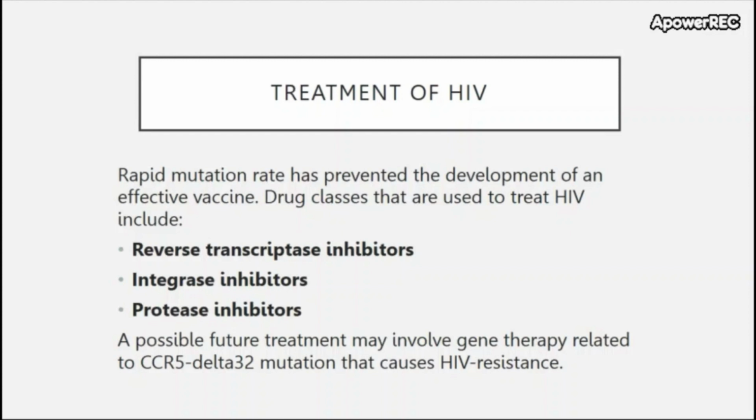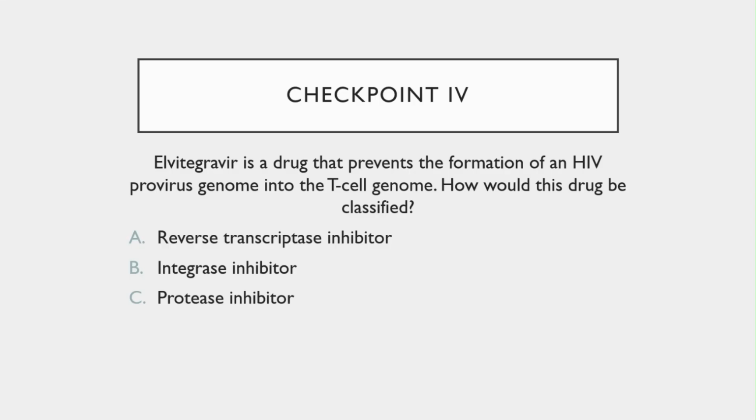And a possible future treatment may involve gene therapy related to the CCR5 delta 32 mutation. This mutation is found in certain populations of humans around the globe and leads to HIV resistance. Checkpoint 4. Elvitegravir is a drug that prevents the integration of an HIV provirus genome into the T cell genome. How would this drug be classified?